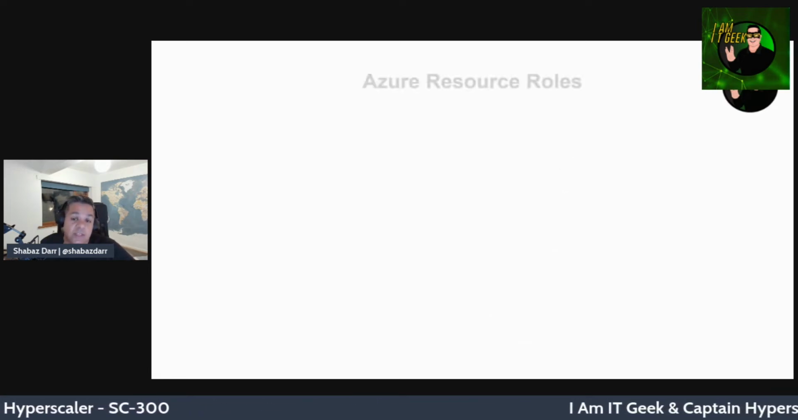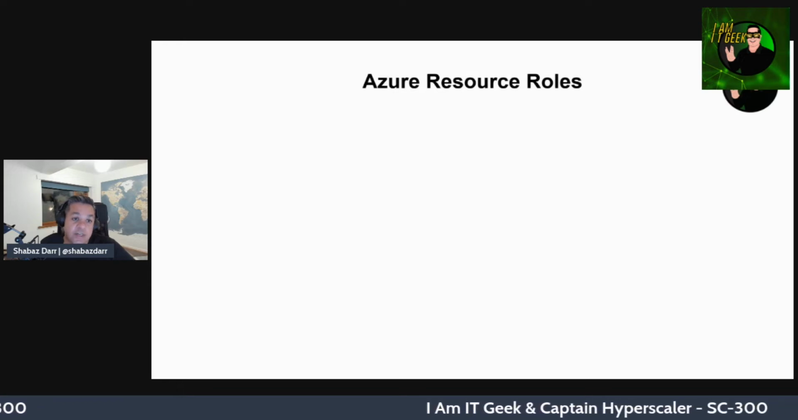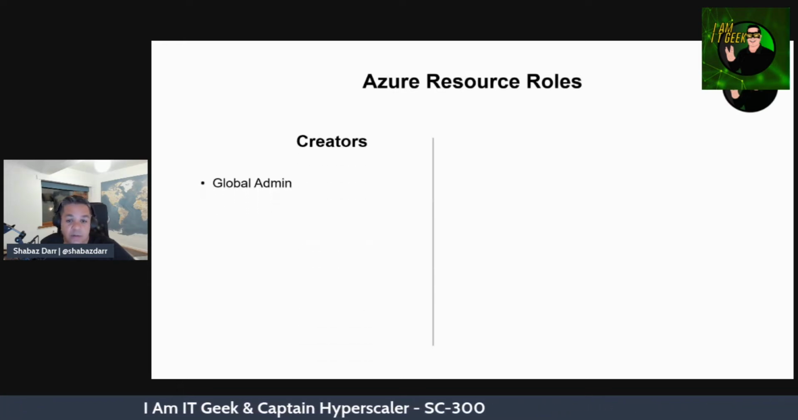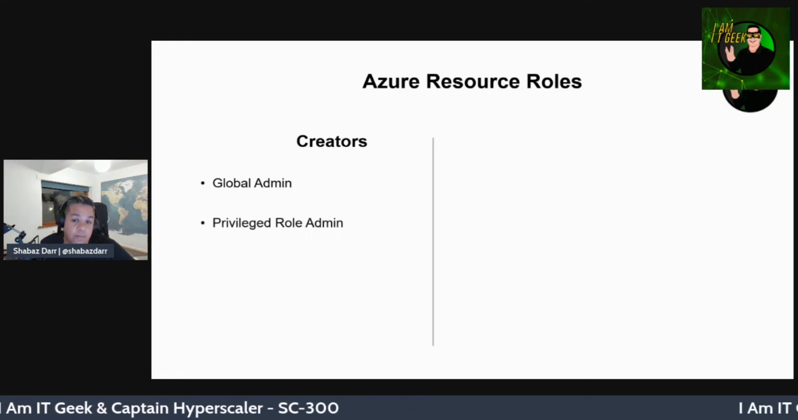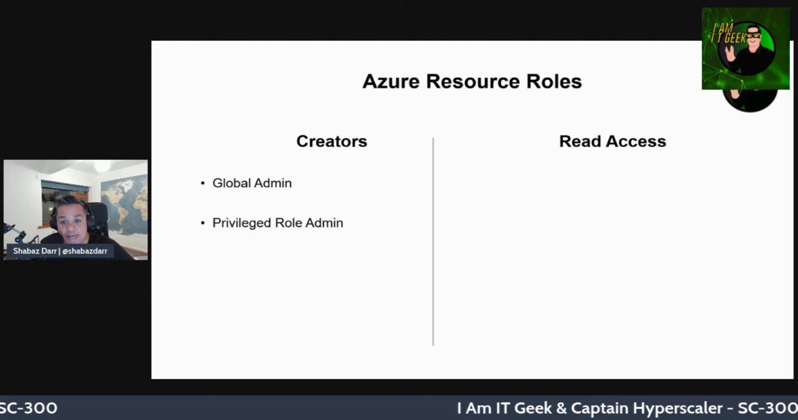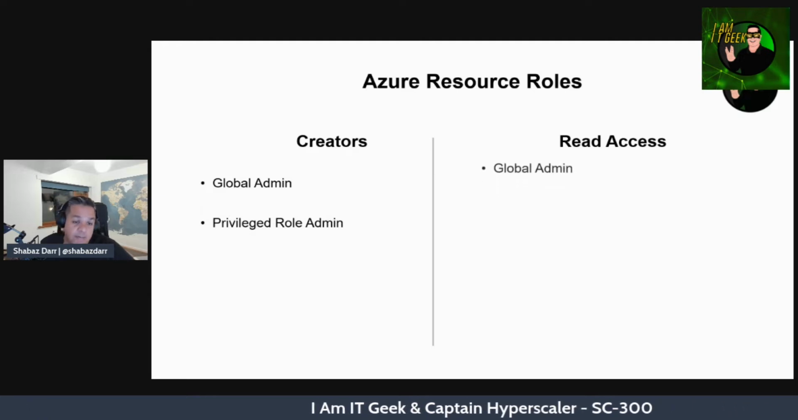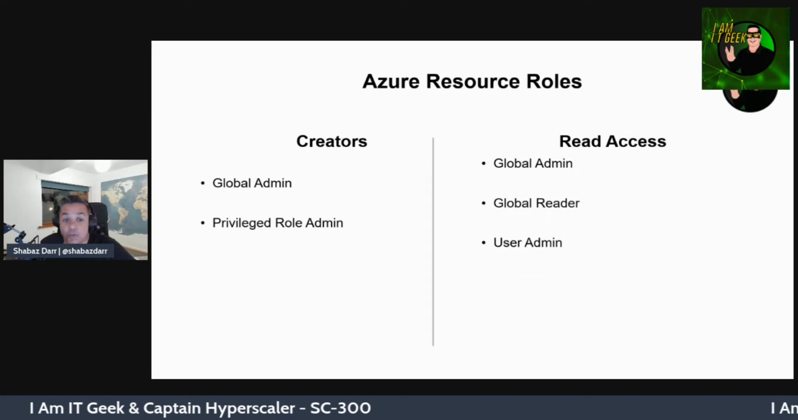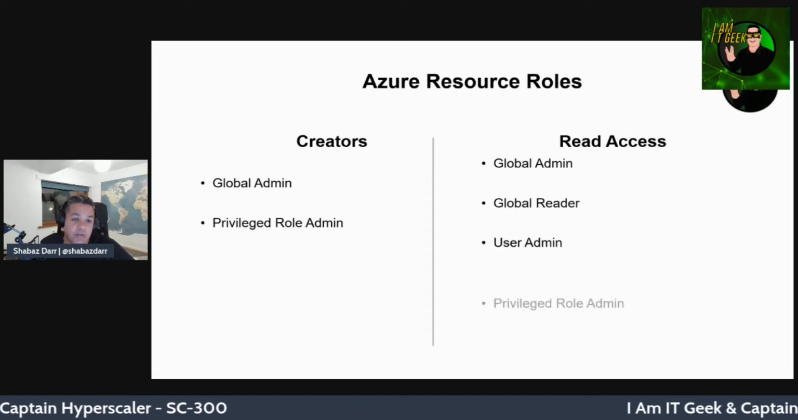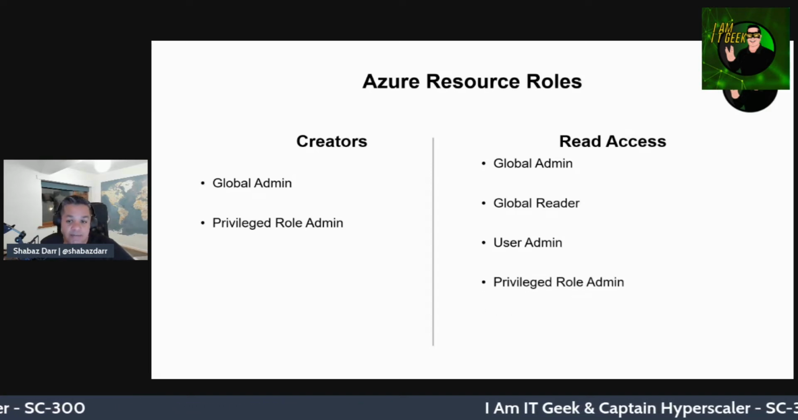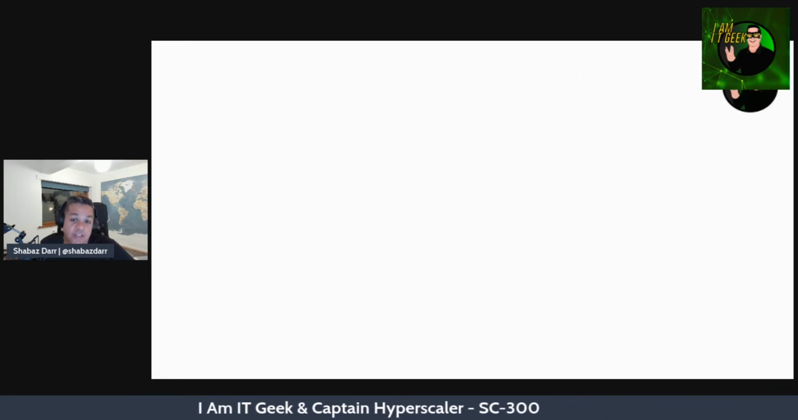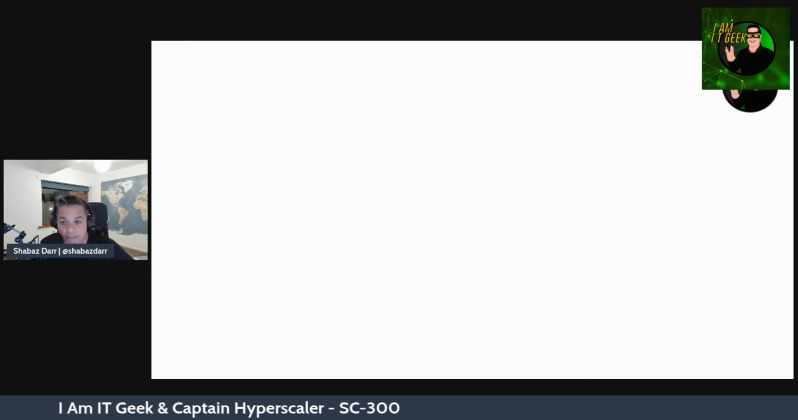And then if we look at the Azure resource role level, managing access reviews from this perspective, again we've got the creators on the left, where we've got global admin, and again, just privileged role admin. But then the read access is going to be a bit more, because we've got global admin again, and obviously global reader again, from a read perspective. User admins as well can read Azure roles from a managing access review perspective. Privileged role admin, so very similar to the Azure AD roles, and then security admin as well. Security reader, my apologies.